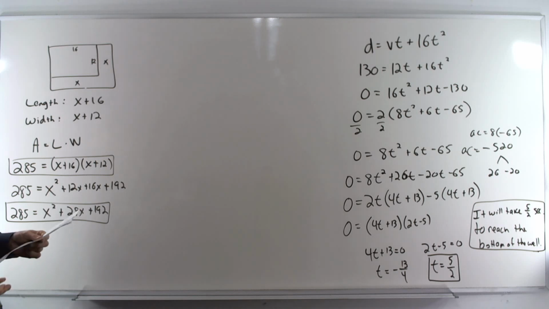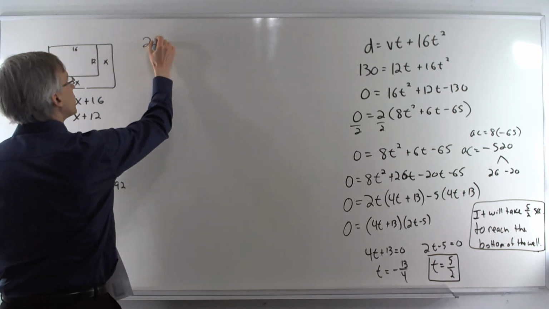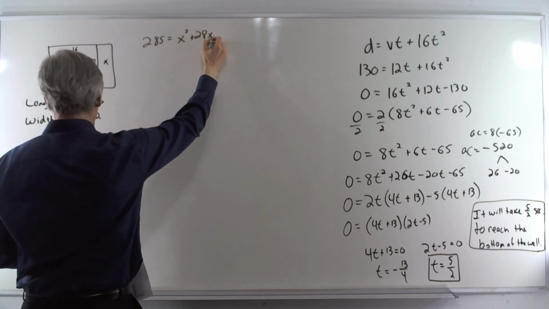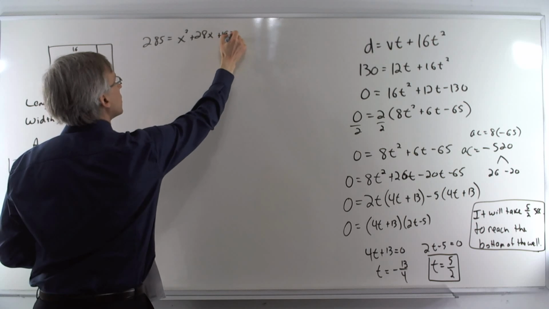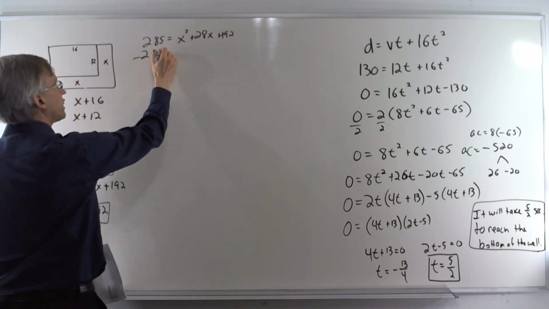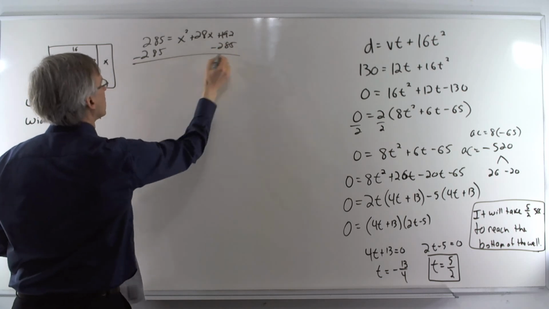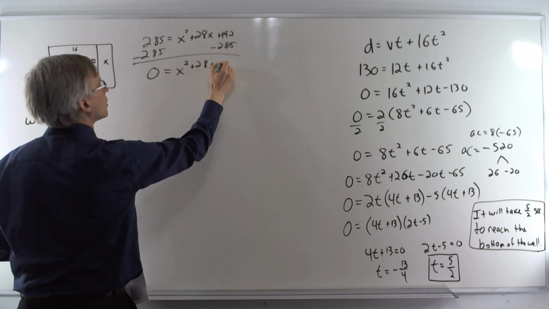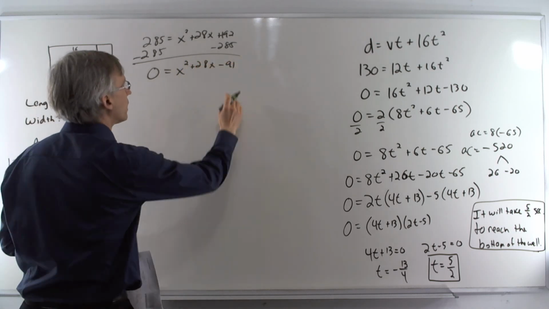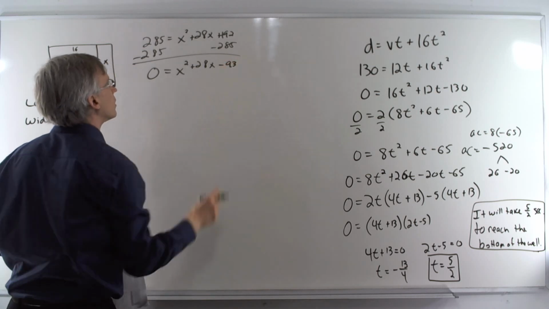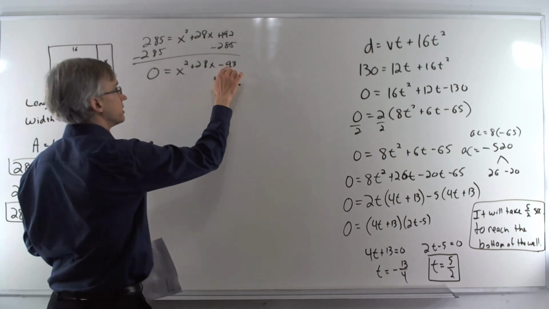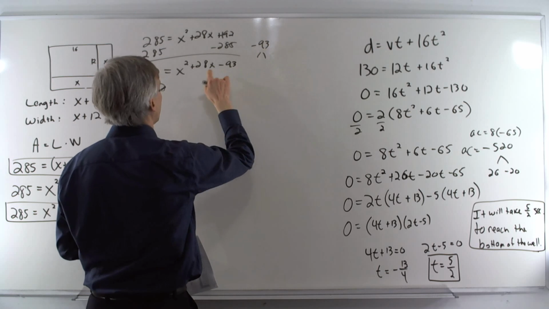All right, now we're going to solve this equation to find the width of the border. So we need to get this thing into standard form. Now I'm going to subtract 285 from both sides. So we got 0 on the left. And 93. Okay, x squared plus 28x minus 93. So now we need to factor this thing. So we need two numbers that multiply to get negative 93 and add to get 28.